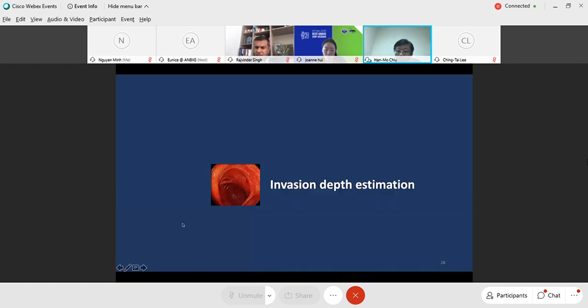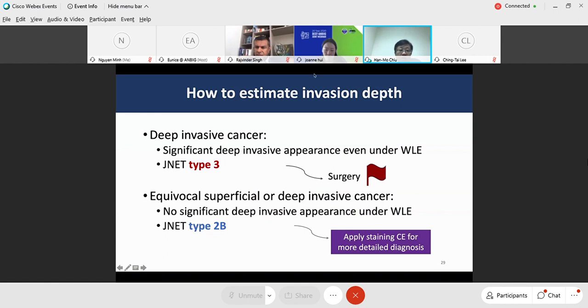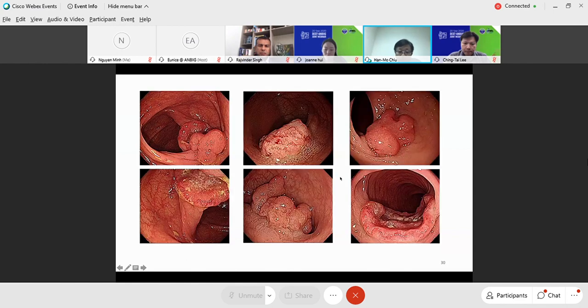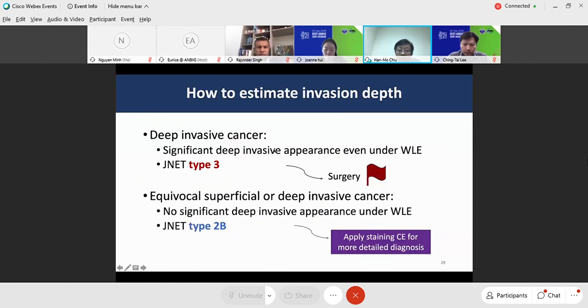So next, I would like to talk about the invasion depth. So, what is the appearance of deep invasive cancer? If you see a JNET type 3, this is a red flag of deep invasive cancer. So this kind of lesion should be referred for surgical resection. However, if there is no significant deep invasive appearance on the white light endoscopy and only a JNET type 2B capillary pattern is observed, we can further apply staining endoscopy methods for more detailed diagnosis.